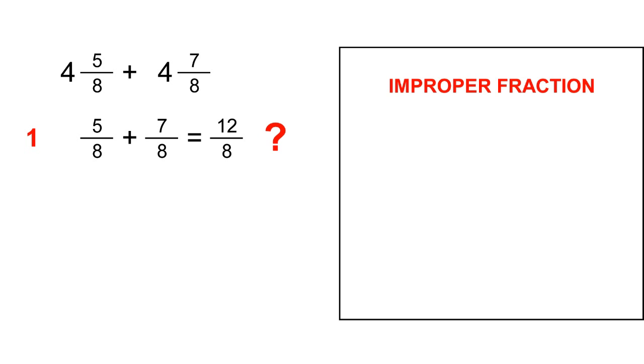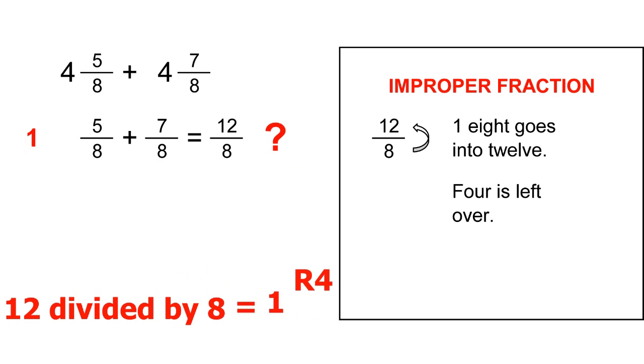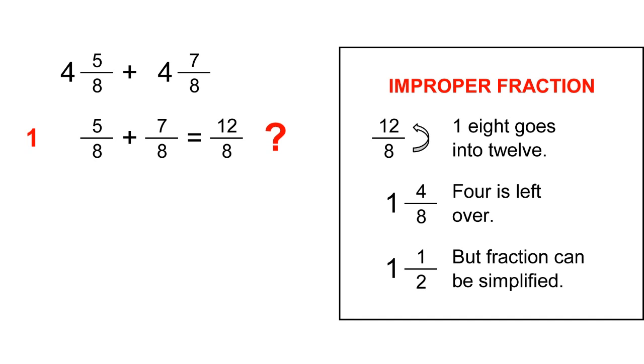Let me show you. We have 12 over 8, so we need to ask ourselves how many 8s go into 12. Well, 1 times 8 equals 8, and we have 4 left over, because 8 plus 4 equals 12. Or you can say 12 divided by 8 equals 1, with the remainder 4. So the 1 is a whole number, and the 4 is a fraction, and the mixed number would look like this. But 4 over 8 can be simplified to 1/2. In other words, 12 over 8 equals 1 1/2.